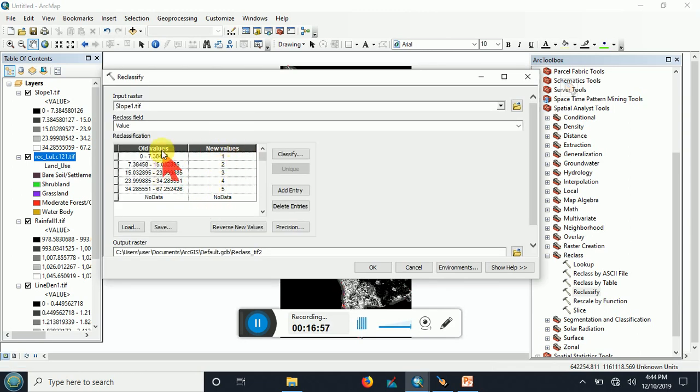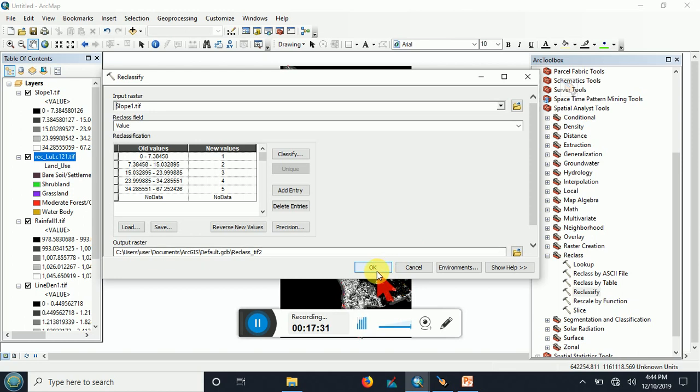So you can see here that the old values are the slope in degrees, but the new values that we will see later here are the reclassified numbers from 1 to 5. So please try to understand that 5 means higher values, and 1 is the lower value, because it will help us later to decide when we are trying to give scale in overlay analysis.